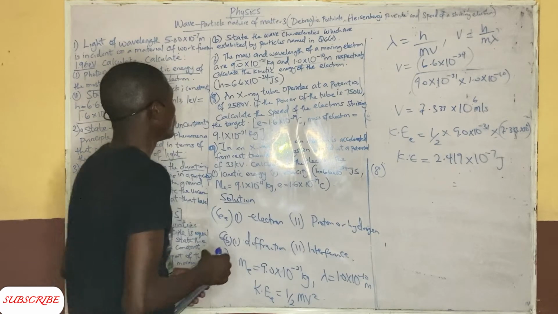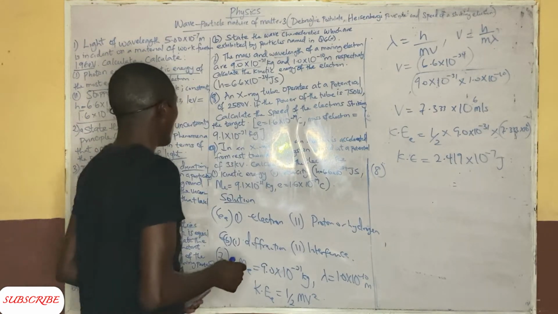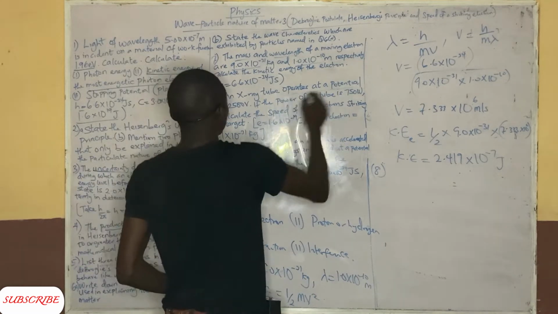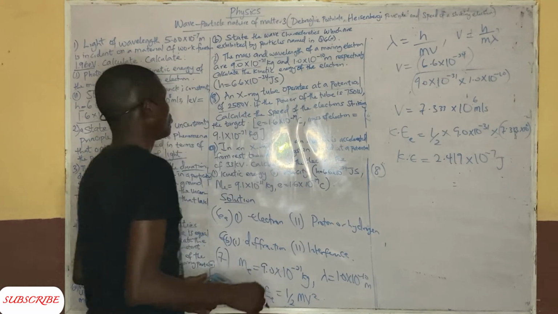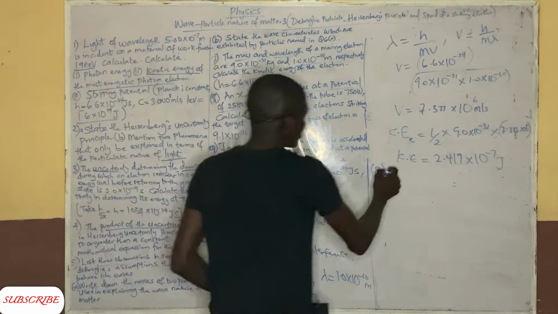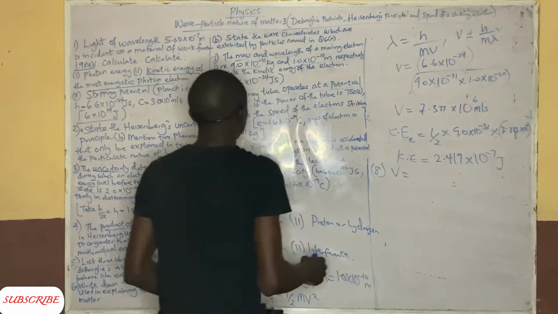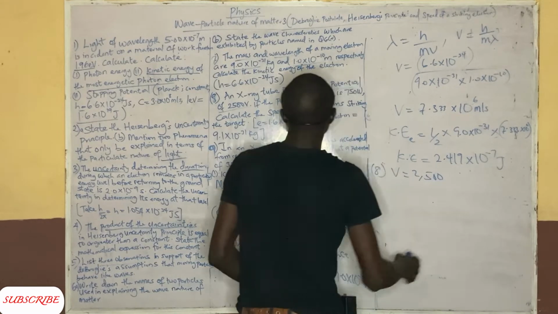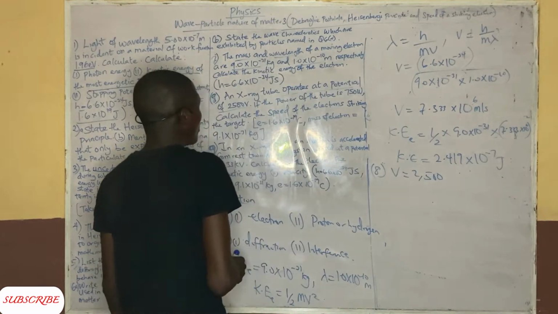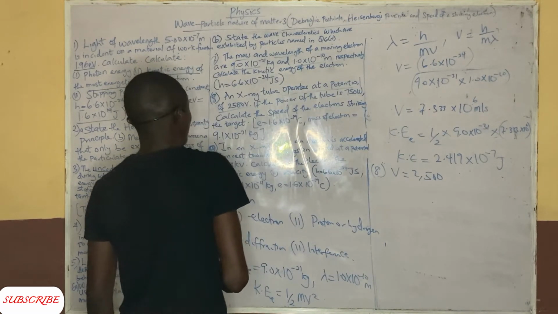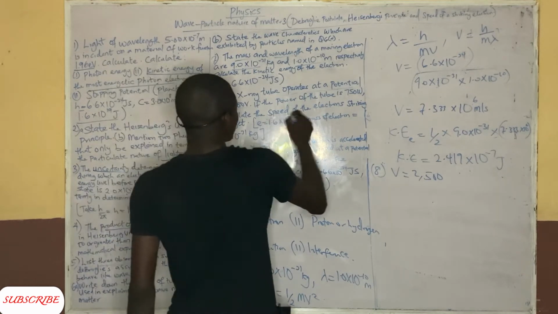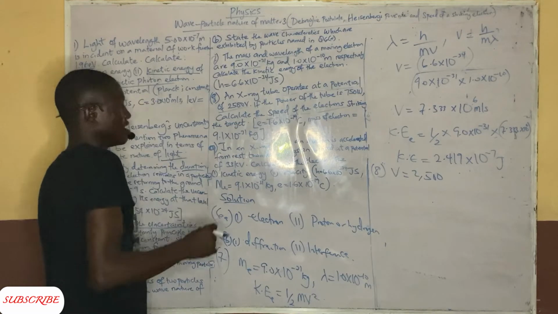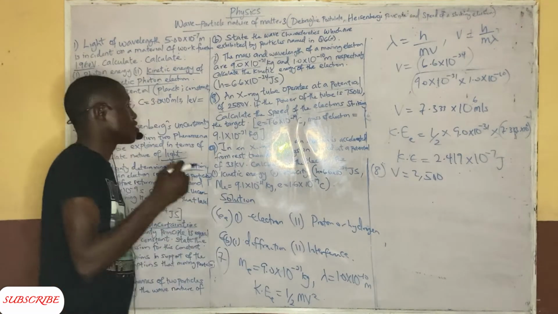But if an X-ray tube operates at a potential of 2500 volts, so the potential at which the tube operates is 2500. If the power of the tube is 750 watts, calculate the speed of the electrons striking the target.